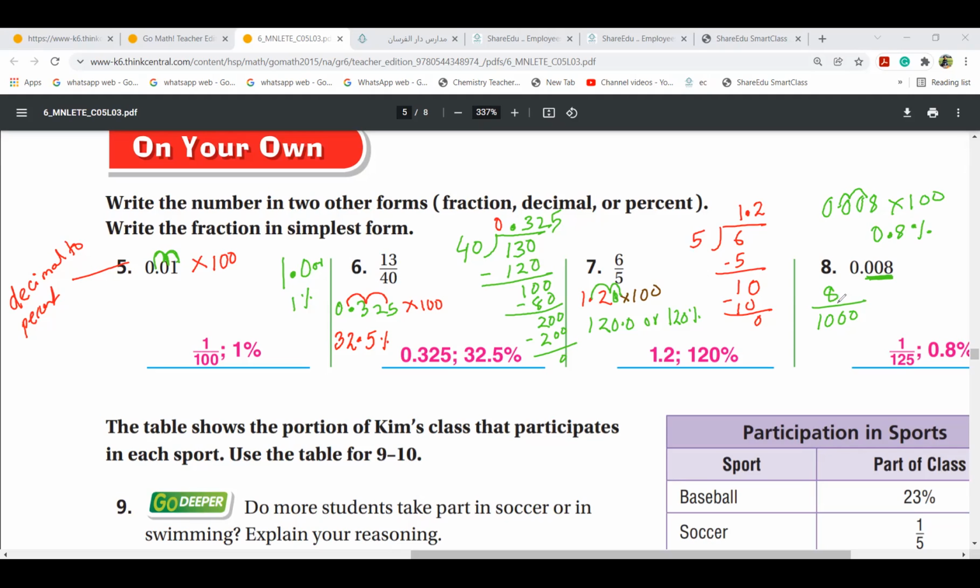And this 8 over 1,000, if you simplify, you get 1 over 125. It's okay even if you don't simplify, girls. Even if you write 8 over 1,000, it's okay.